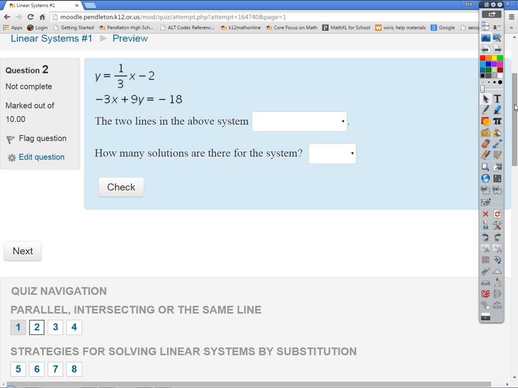We've got this linear system. They just want to know, do the two lines intersect? Are they parallel? Are they the same line? Okay. And if we know the answer to that one, I'm going to claim that we ought to know the second one is a freebie, right? So let's just look at the first one.